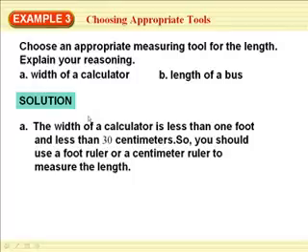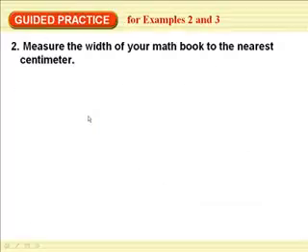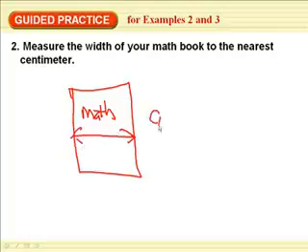So they think we should use a ruler to measure the calculator, and a tape measure to measure the bus. I agree. All right, measure the width of your math book now. Here's our math book. They want you to measure the width, which is from here to here, this time to the nearest centimeter. So make sure you're using the centimeter side. Just pause it, go get the ruler, measure it, and write down the answer.